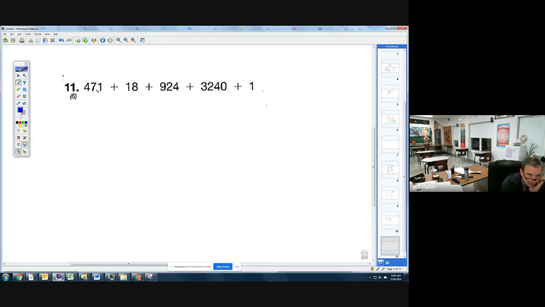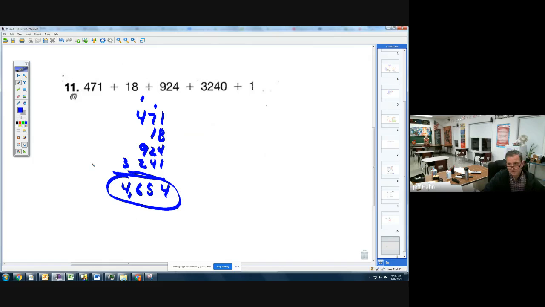This is just a matter of adding these together. 471, 18, 924, 3,240, and I'm just going to add the 1 to that just so I don't have to have a whole other row there. So 2 plus 8 is 10. You get 14. Carry the 1. 7, 8, 9, 10, 11, 15. Carry the 1. 9 plus 1 is 10. Plus 6 is 16. And it looks to me like we get 4,654 for problem number 11.